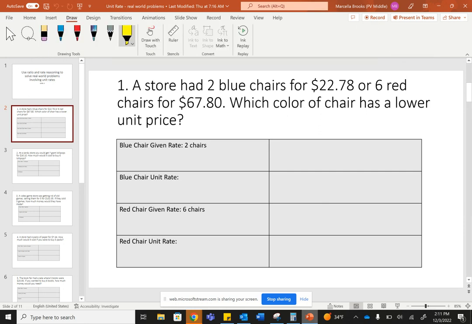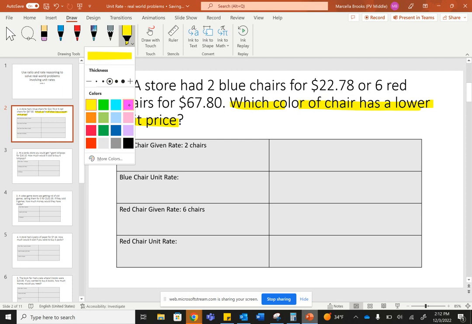So first thing we want to do is we want to highlight the question. What it's asking is which color of chair has a lower unit price. They give us 2 different rates. We're going to highlight both rates.